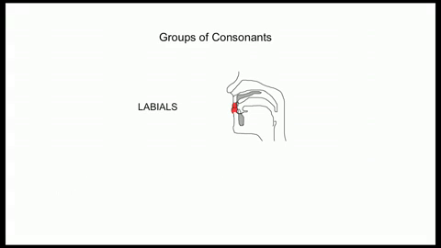The fifth and final group of consonants are called labials. The 5 labials are p, ph, b, bh, m.